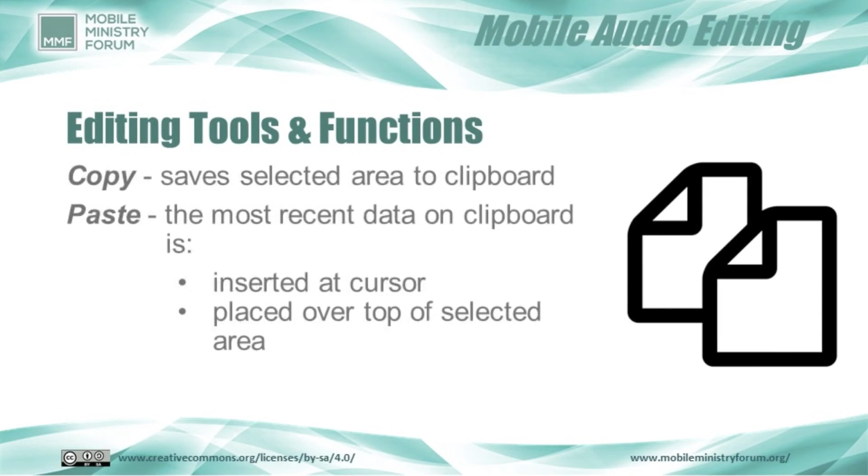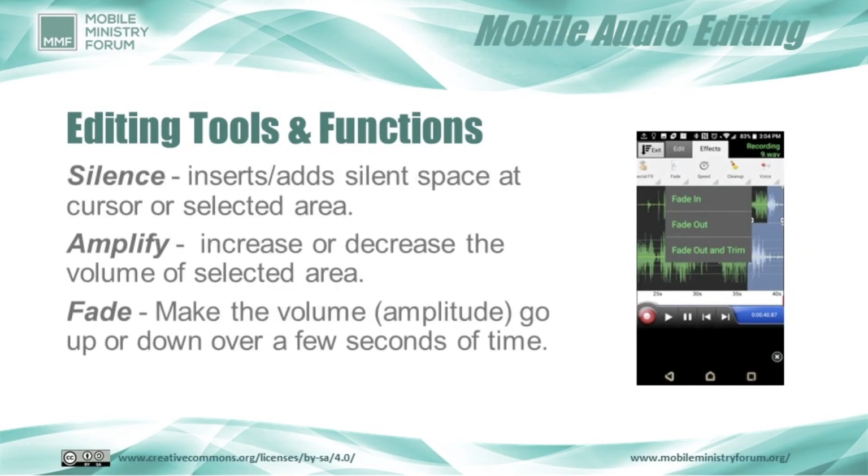Copy. Saves a copy of the selected area to the clipboard. If we choose paste, then the most recent data on the clipboard is either inserted where the cursor bar is located or placed over top of an area that is selected. Silence. This inserts or adds a period of silence where the cursor bar is located or over the selected area. Amplify. Increase or decrease the volume of the audio in a selected area. Fade. Make the amplitude or volume steadily increase or decrease over time.